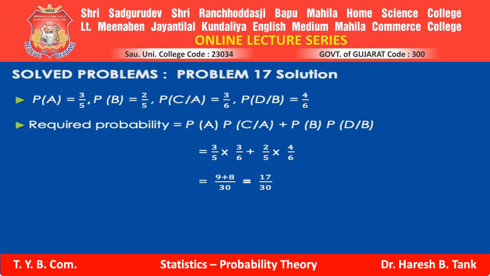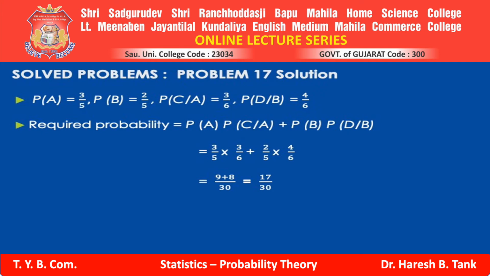The required probability is probability of A multiplied by probability of C where A already occurred, plus probability of B multiplied by probability of D where B already occurred. This plus sign is just because any one of these two things may happen. All these probabilities are known to us.